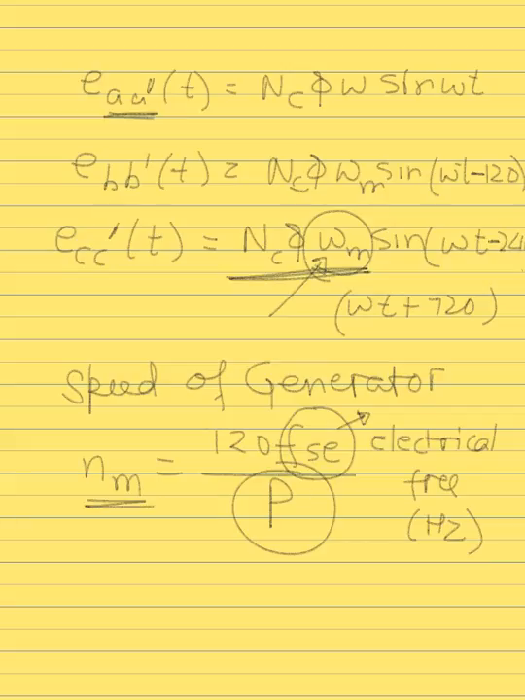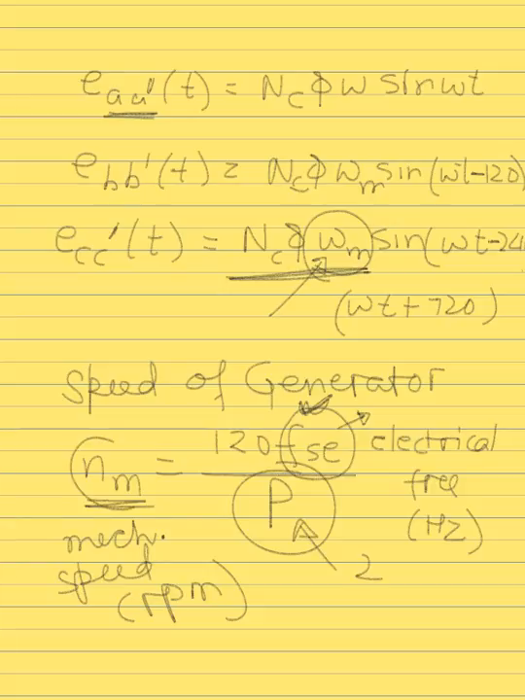So N_m is again the speed of the generator, or you can say the mechanical speed of the generator in RPM, rotations per minute. So in order to generate 60 hertz electrical power, you need a two-pole generator running at 3600 RPM. That's just one example. Let's say you have a four-pole generator: to produce the same 60 hertz electrical power, it will be running at 1800 RPM.